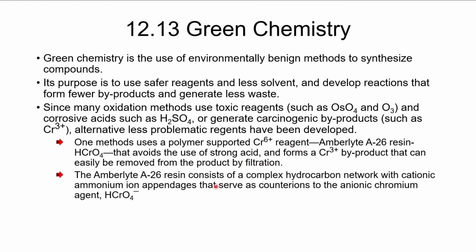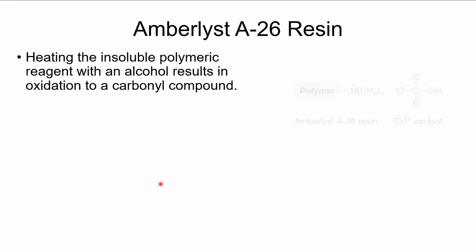And so there is a complex hydrocarbon network with cationic ammonium ion appendages that serve as counter ions to our chromium agent, this is the bichromate. So here we've got our polymer with our oxidizing agent.